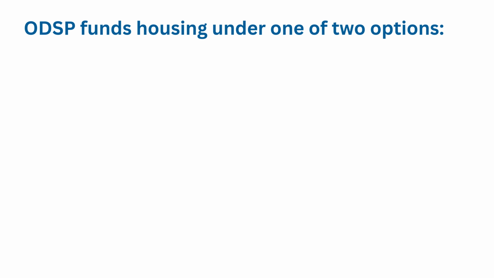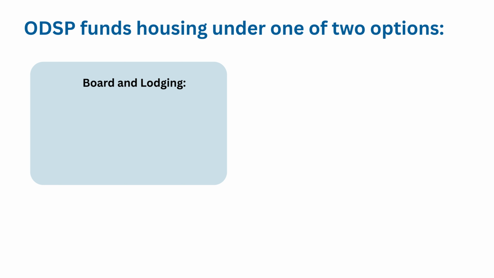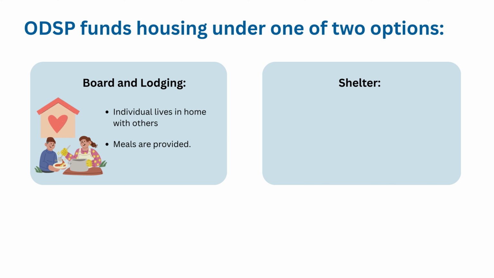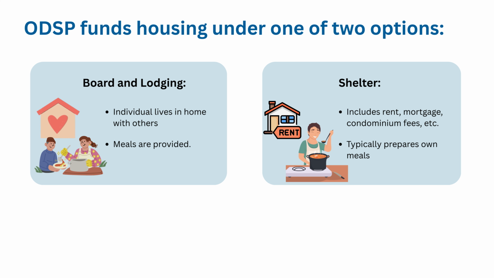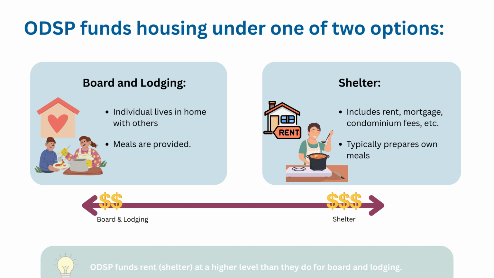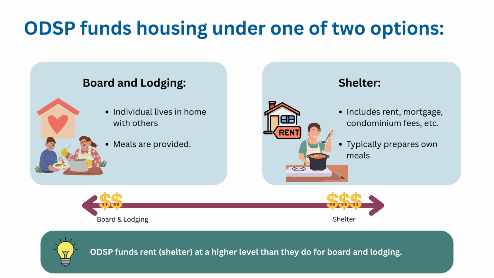ODSP funds housing under one of two options, board and lodging or shelter. Board and lodging is basically room and board, and the individual will live at home with others, usually with family, and meals are typically provided for them. Shelter includes rent and home ownership options. Typically in this situation, the applicant will be preparing their own meals. It's important to note that there are different rates of funding for board and lodging and shelter, and ODSP does fund shelter or rent at a higher level than they do for board and lodging.